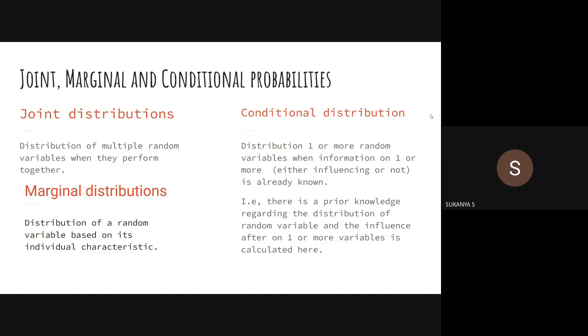Now, what are joint, marginal, and conditional probabilities? Joint is when there are multiple variables and all of them are behaving together. How would the probability change? That is what is defined in the joint distribution. Marginal distribution is how a particular random variable alone is behaving. Conditional distribution is when information about one variable or more than one variable is known, how does the probability change for a different variable?